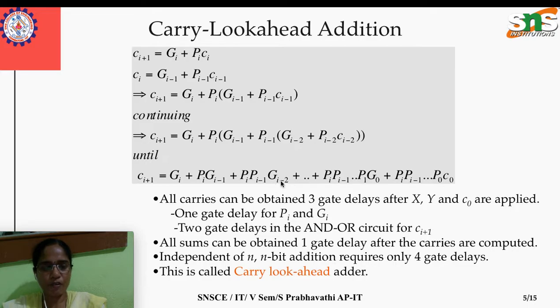For carrying out the AND and OR operations there is a 2 gate delay, and 1 gate delay for generating pi and gi alone. So totally 3 gate delays will be there in the carry look ahead adder. It won't depend on the previous full adder's carry, so the execution will take place in parallel. And finally the sum will be obtained with 1 gate delay.